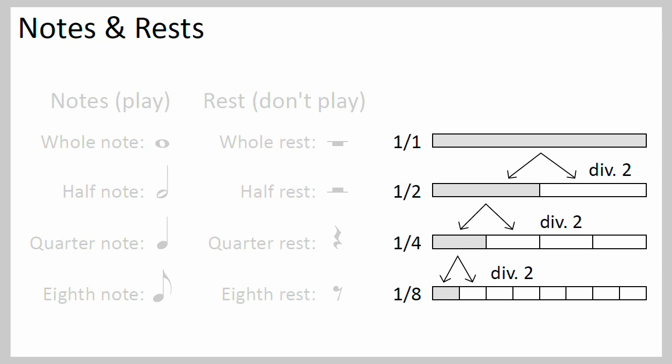Notes and rests follow a dyadic sequence, meaning that beginning with 1, each value is divided by 2 to create the next smaller value. The denominators of notes and rests follow the sequence 1, 2, 4, 8, etc.